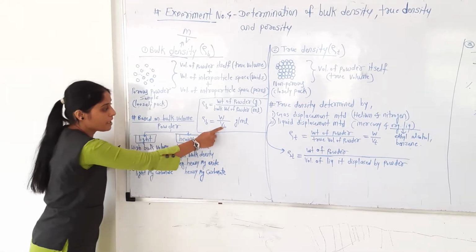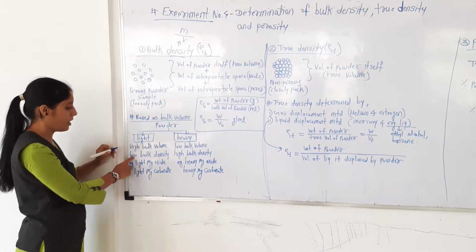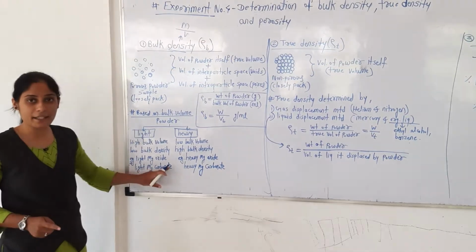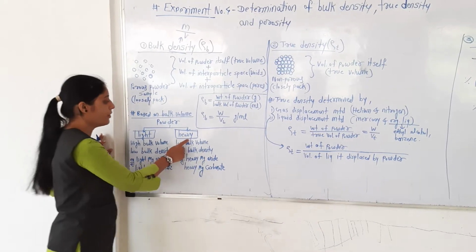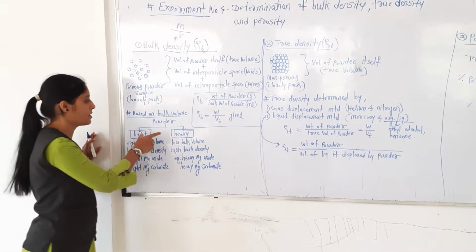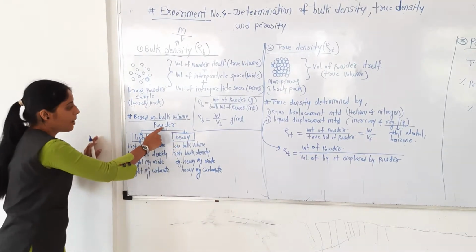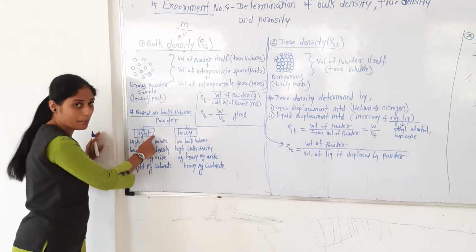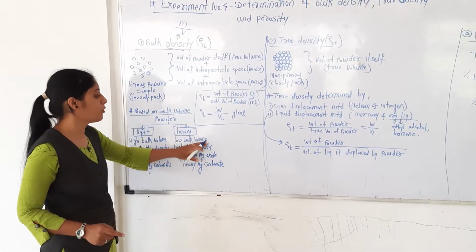If the bulk volume is higher, the bulk density is low because they are inversely proportional. The examples are light magnesium oxide and light magnesium carbonate. Second, the heavy powder sample. We can classify powder samples on the basis of bulk volume: first the light powder sample and second the heavy powder sample. In a heavy powder sample, low bulk volume is present.